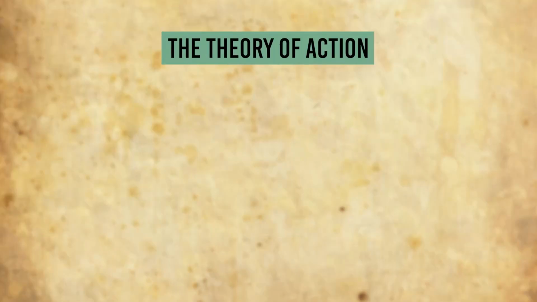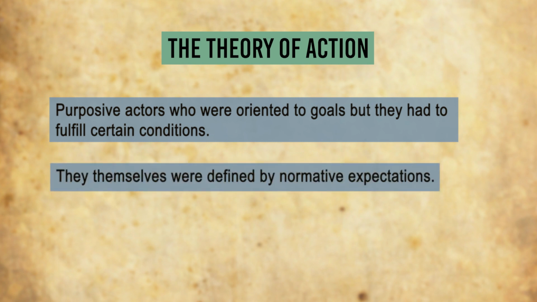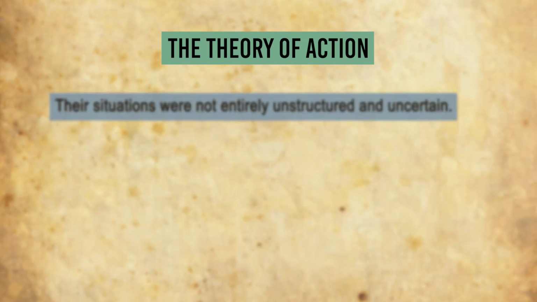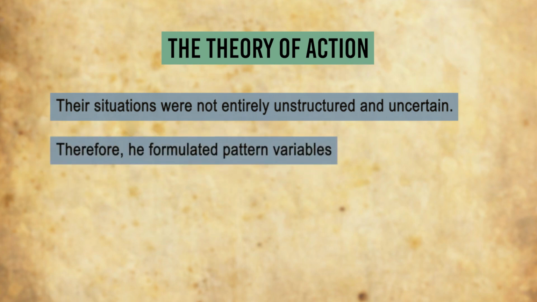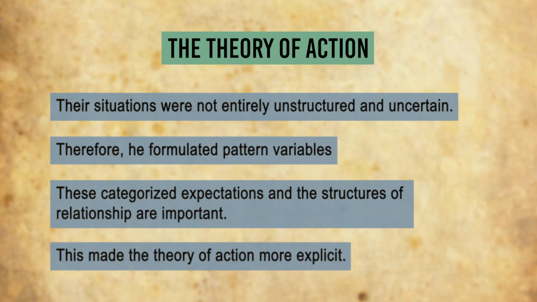So we'll go to the theory of action. Purposive actors were oriented to goals, but they had to fulfill certain conditions. They themselves were defined by normative expectations, but the question is the specification of what different contingencies and expectations the actors were likely to face. The situations were not entirely unstructured and uncertain. Therefore, he formulated pattern variables. These categorized expectations and the structures of relationships are important, and this made the theory of action more explicit.